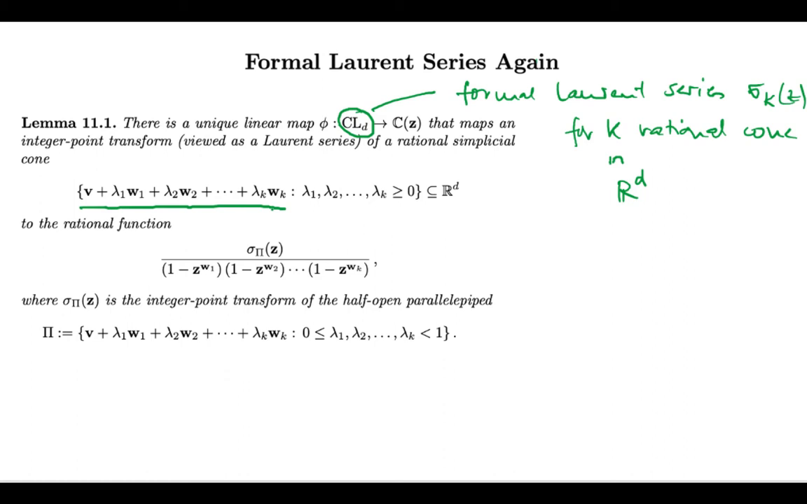When I say linear map here, I mean a module homomorphism, because again, I can think of my formal Laurent series corresponding to rational cones as a module over the ring of Laurent polynomials. And of course, the ring of rational functions is again a module over Laurent polynomials. Now everything happens in d variables. Let me give you an idea why this lemma is true. If we have a simplicial cone, then both the numerator and the denominator that you see over here are well defined. And so what we'll do is we'll map the simplicial cone to this rational function. And then we extend this map linearly using triangulations.